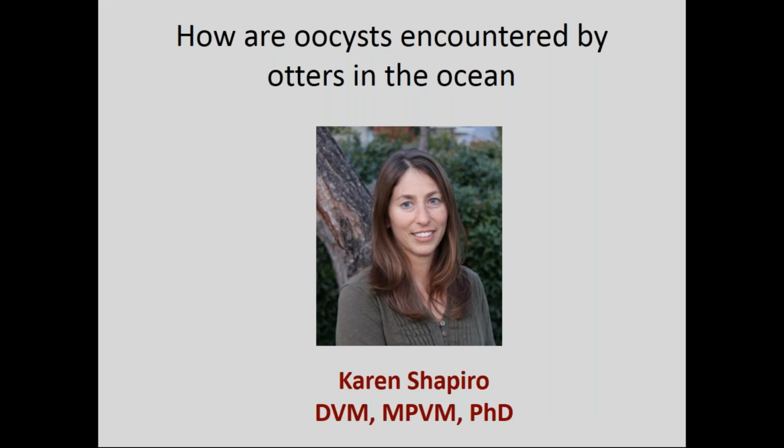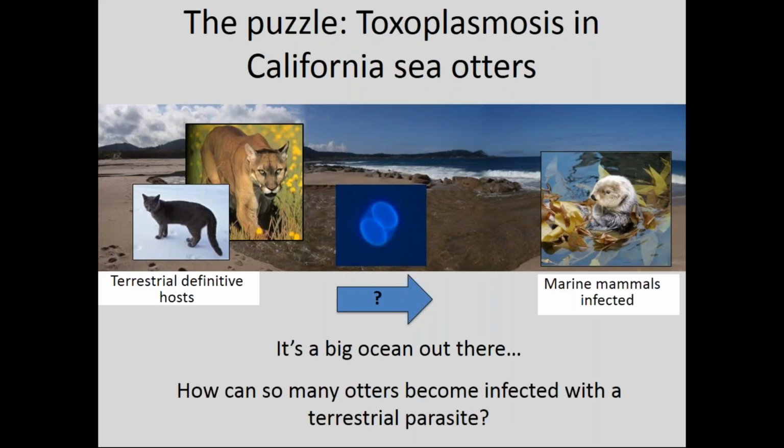So I'll next go to Dr. Karen Shapiro's work, and she was looking at how oocysts are encountered by otters in the ocean. And again, oocysts are shed by these terrestrial hosts. It's just one tiny oocyst. An oocyst is only about 12 microns. And the question is, again, how does it get out into the coastal environment to infect so many sea otters?